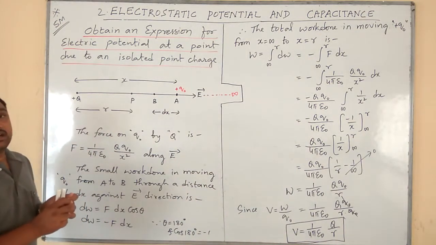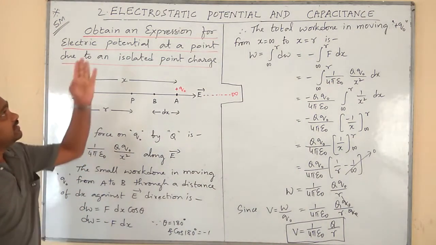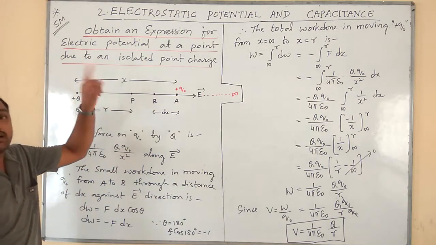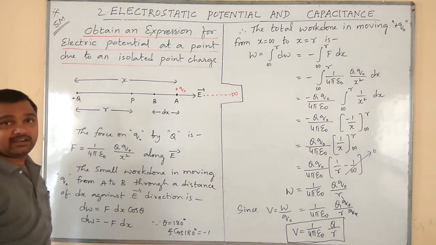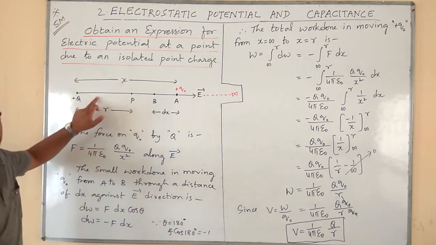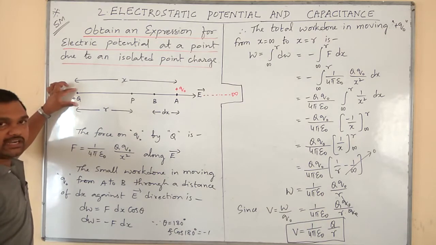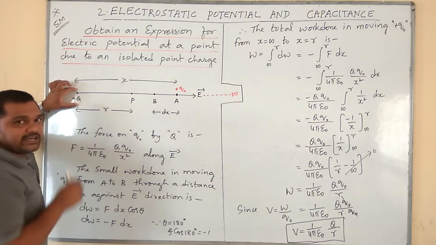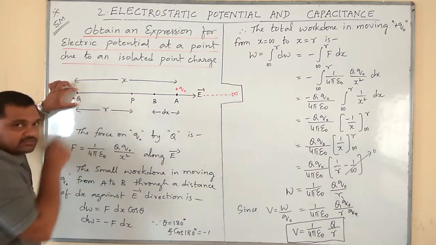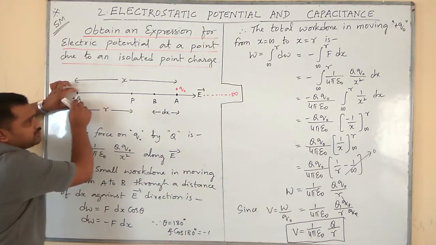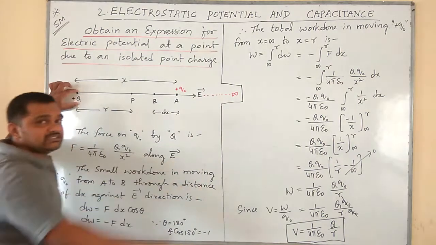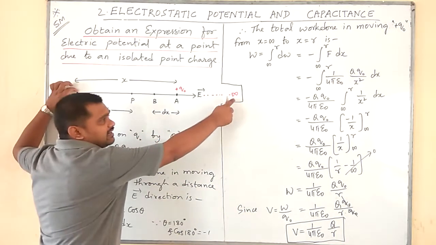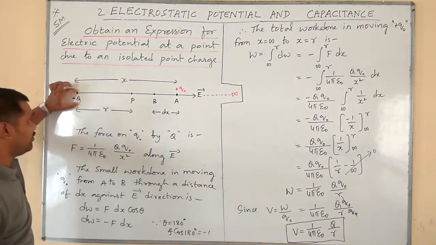So whenever you get this question in your examination, that is, derive or obtain an expression for electric potential at a point due to an isolated point charge, then you have to consider a point charge. As the question itself indicates, you have to consider a point charge. Always try to take positive charge. From this positive charge, the direction of electric field is outwards. It will start from this charge and end at infinity, as you know well about it.